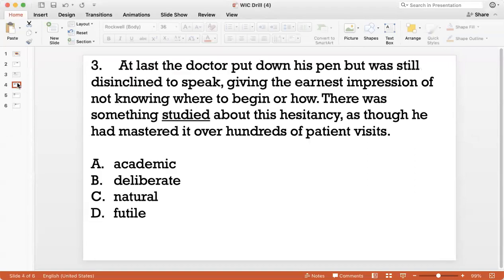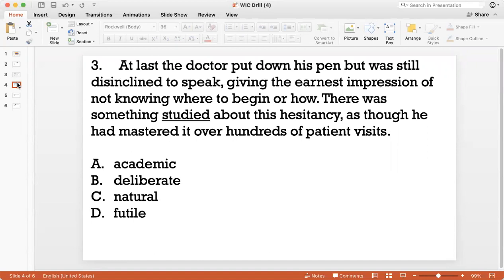Okay, question 3. At last, the doctor put down his pen, but was still disinclined to speak, giving the earnest impression of not knowing where to begin or how. There was something studied about this hesitancy, as though he had mastered it over hundreds of patient visits.